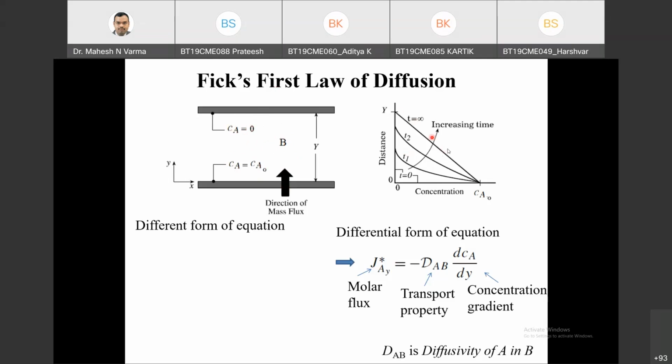You will not get this kind of concentration profile. So flux will be reducing. Say after 2 years or so, you will find everywhere concentration is Ca0.